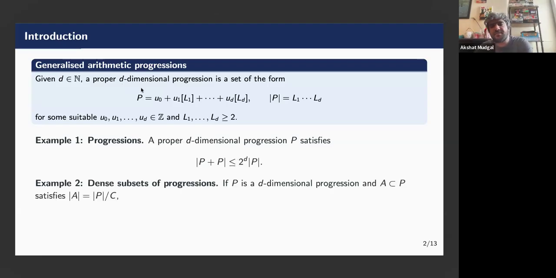Moreover, another example we have to care about is if we have a d-dimensional progression and I take a dense subset of this progression. Let's say I take 1 over c fraction of this progression in whichever way I like, where c is some constant. Then the size of the sum set of this dense set is at most the size of the sum set of the progression, which grows like 2 to the power d times the progression. Since my set is dense, I lose an extra factor of c. So the doubling of A is at most 2 to the power d times c. It depends on the dimension of the ambient progression and my density.